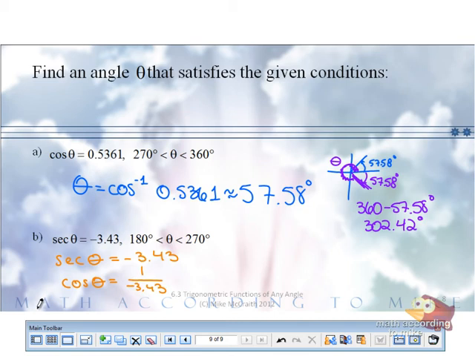Later on in chapter 7, we learn why the calculator does not give us an answer. Because as it turns out, secant of theta is that value for two non-coterminal angles. I don't know the word.